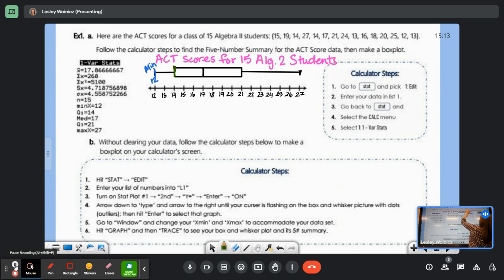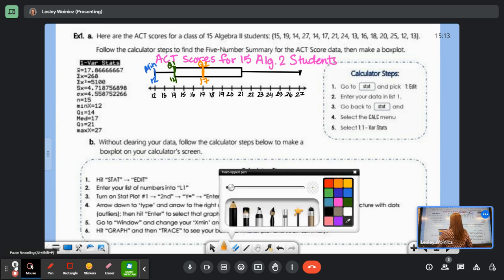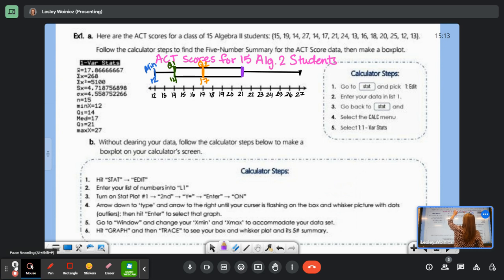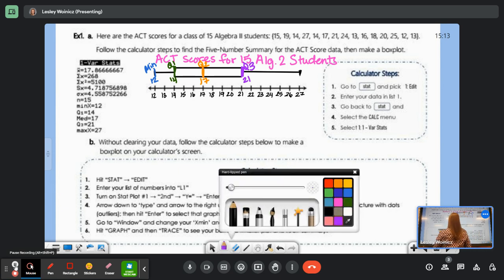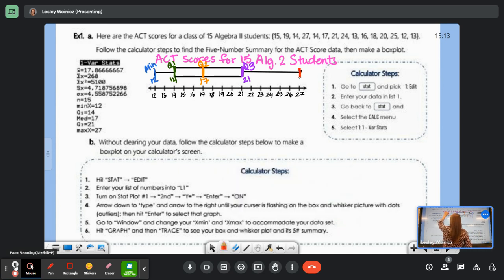Okay, then my Q1 is 14. Next year I will put this down a little bit so that we have more room. Sorry, that's my bad. The median, Q2, that's 17. Quartile 3, 21. Max is 27.